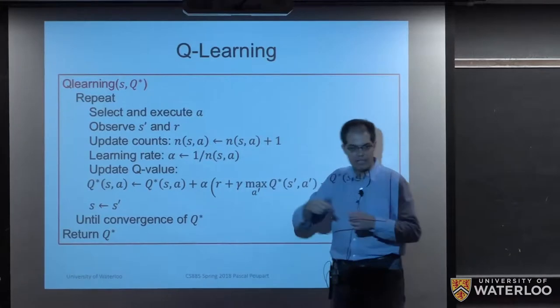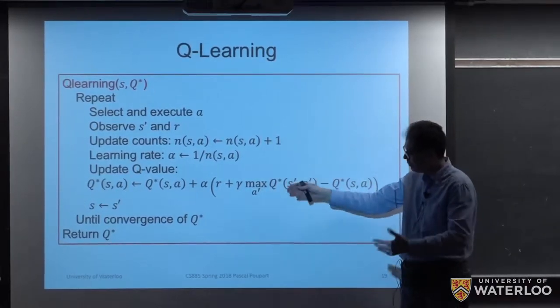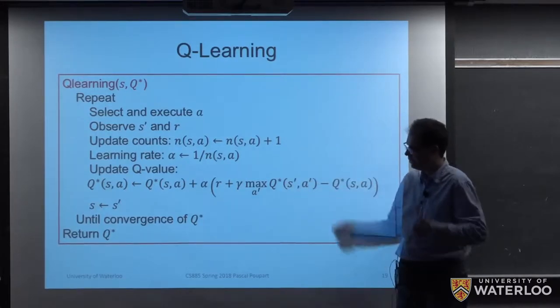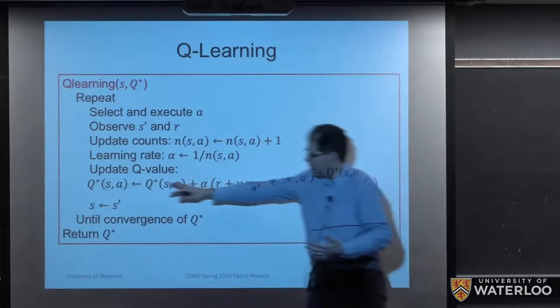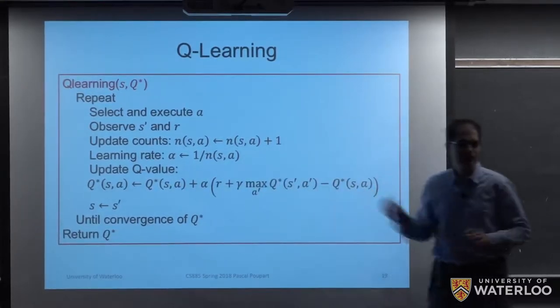Okay? So as we execute some actions, we're going to get samples. And then we can update our Q function in this manner. And then the idea is that this will gradually improve. Any questions regarding the algorithm?